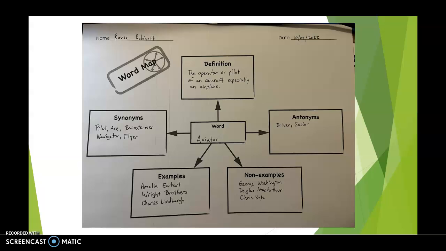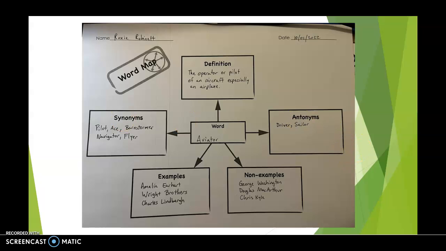Antonyms: I went with driver or sailor. Examples of aviators: Amelia Earhart, the Wright brothers, and Charles Lindbergh. Non-examples: I went with Army soldiers and a Navy SEAL: George Washington, Douglas MacArthur, and Chris Kyle. I tried to go with more famous non-aviators, Army soldiers and a Navy SEAL, just because then students might be more aware of these particular people.